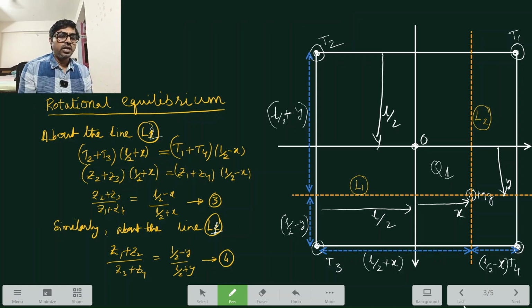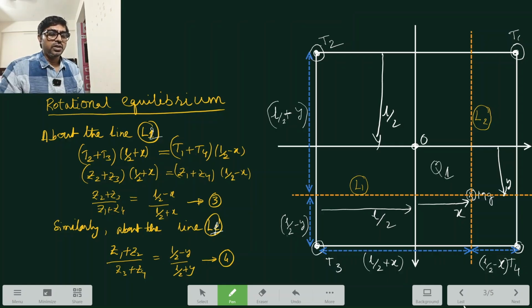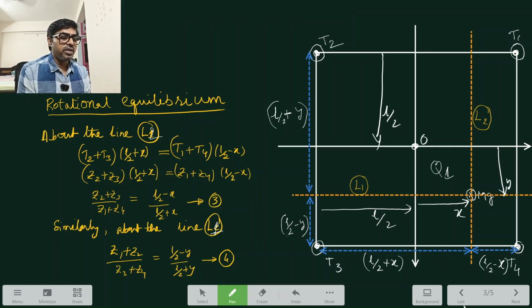So about L1, I will have Z1 plus Z2 into K, that is the spring force or string force, into L by 2 plus y, that is the torque due to them. That should be counterbalanced by the other forces. You have Z3 plus Z4 into K, this is the force from T3 and T4. They are at a distance L by 2 minus y, and they should counterbalance it. You will get one equation from there.